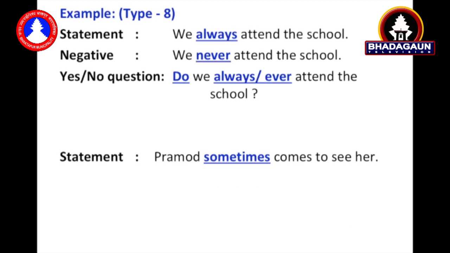Next example. Pramod sometimes comes to see her. And now here again we have a little bit different example, or different words are used here, that is sometimes in the place of always.